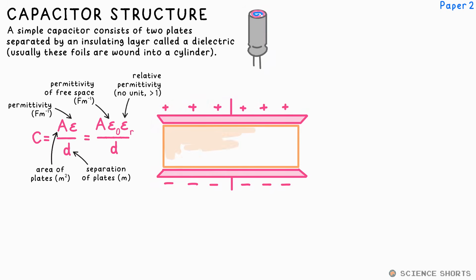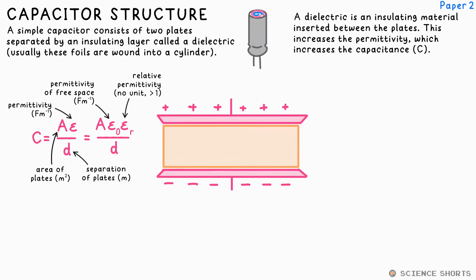If there's anything else in between, the permittivity will be greater than that of free space. So we say that the permittivity is equal to that of free space times the relative permittivity of the material, which is just a number that's greater than 1. If it's 2, then that means it's twice as good as free space.